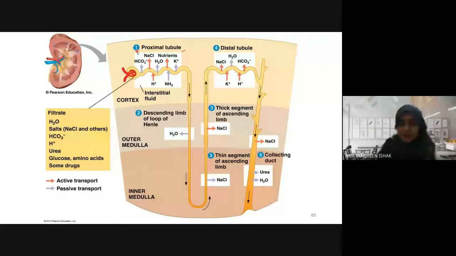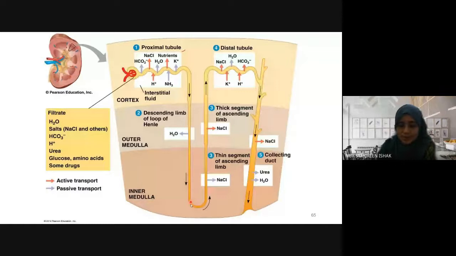ultrafiltration, reabsorption, secretion, what happened in this region, what happened in the descending limb of loop of Henle, where you have reabsorption of water. Why is there reabsorption of water? Because the interstitial fluid is much more concentrated compared to the filtrate. Why is it more concentrated? Due to the reabsorption of these two solutes, urea and also sodium chloride. So as more water is reabsorbed down the limb of loop of Henle, kan? So filtrate becomes more and more concentrated.